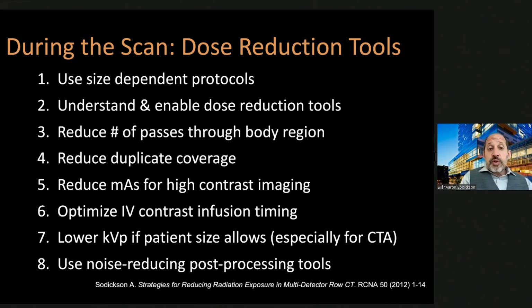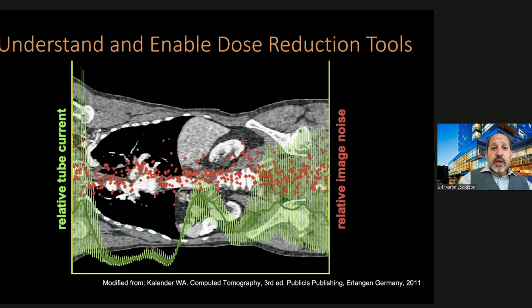So I'm going to be stepping through today a number of these different broad categories of tricks we can use to reduce radiation dose without hampering our image quality. The first is really to understand and enable dose reduction tools that are available on your equipment. And we've seen tremendous gains in available tools over the past 10, 15 years as the CT manufacturers really got on board with trying to address this problem of radiation exposure to patients.